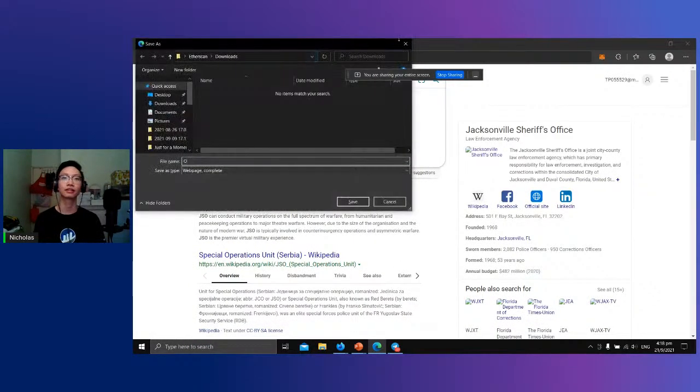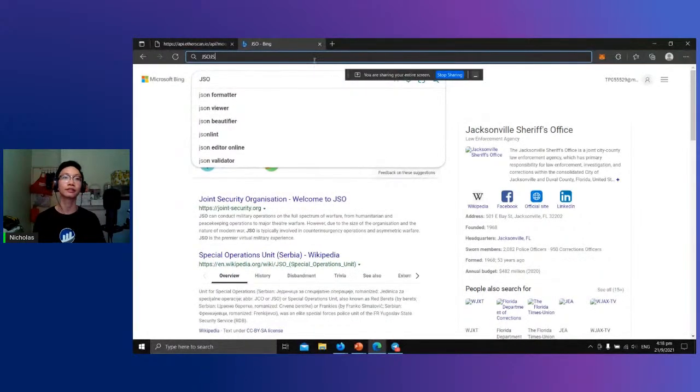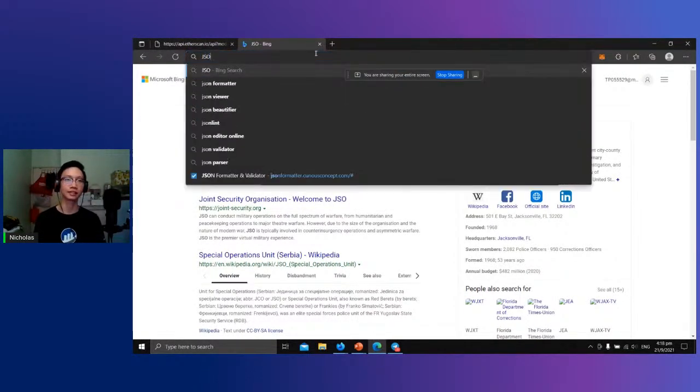JSON. Oh, why is it triggering that? Just give me a second.